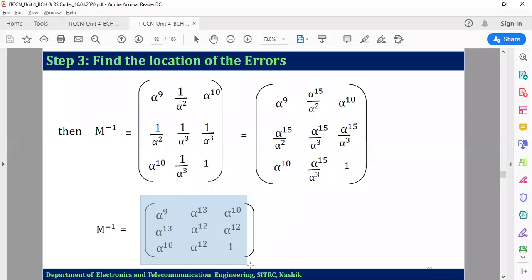So what is your M inverse? This is your actual M inverse. I hope you are understanding this. So alpha 9, alpha 13, alpha 10, then alpha 13, alpha 12, alpha 12, alpha 10, alpha 12, and 1. So you don't have to replace 1 by alpha 15. Even if you replace that, it doesn't matter. You will get the same answer while solving mu 3, mu 2, and mu 1. Okay. So this is your M inverse.